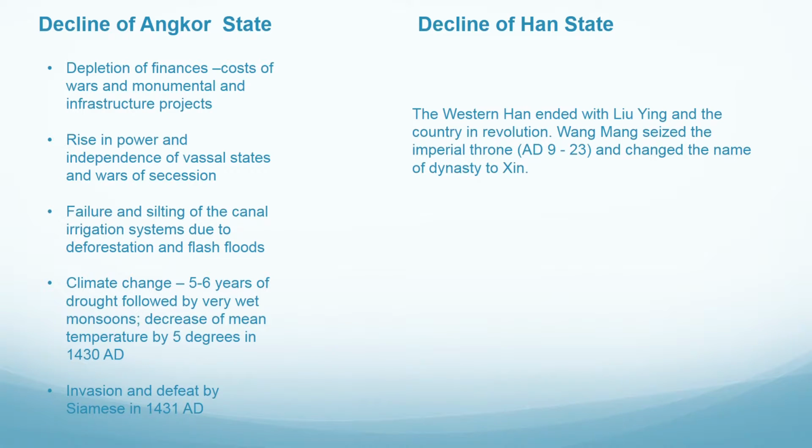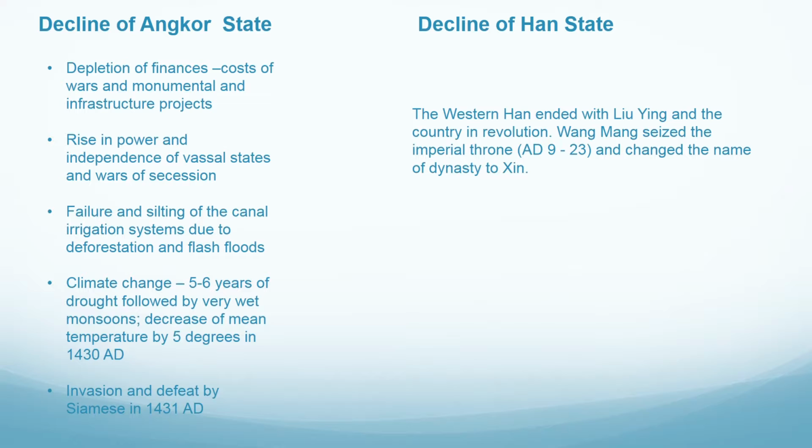The decline of the Angkor state occurred due to several causes: depletion of finances, costs of wars and monumental and infrastructure projects, the rise in power and independence of vassal states and wars of succession, failure and silting of the canal irrigation systems due to deforestation and flash floods, climate change, 5 to 6 years of drought followed by very wet monsoons, decrease of mean temperature by 5 degrees in 1430 AD, and finally the invasion and defeat of Angkor by the Siamese in 1431 AD.